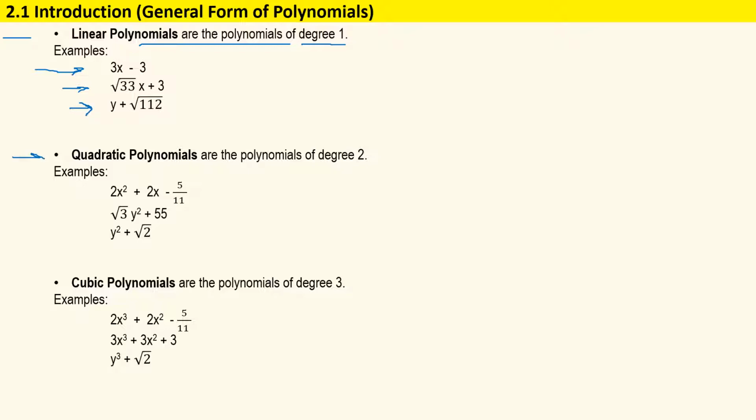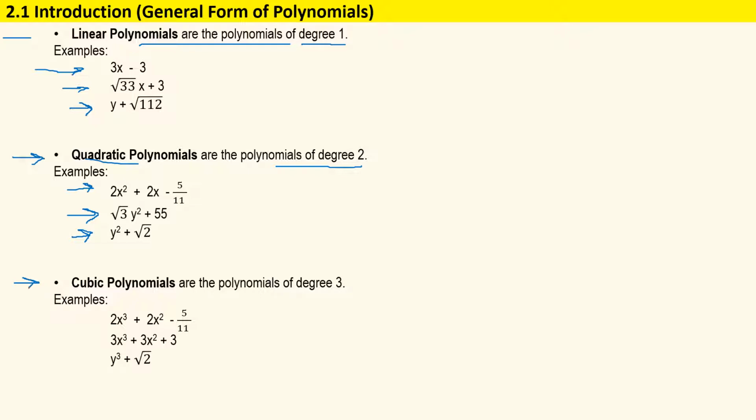Quadratic polynomials are also called square polynomials, and they have a degree of 2. Examples are 2x square plus 2x minus 5 divided by 11, square root of 3 multiplied by y square plus 55, or another example is y square plus square root of 2.